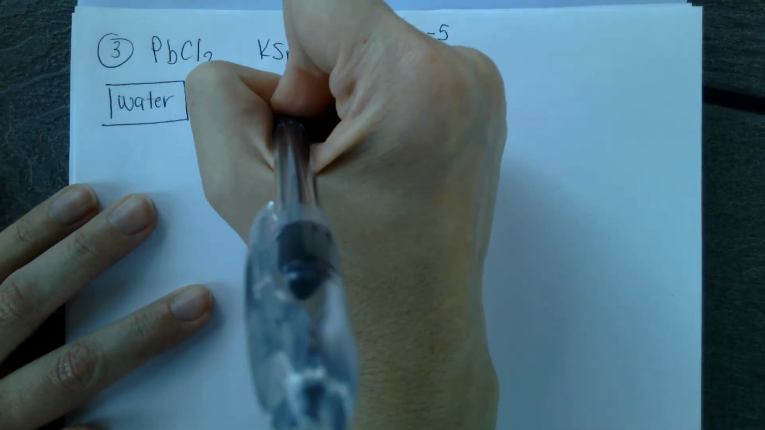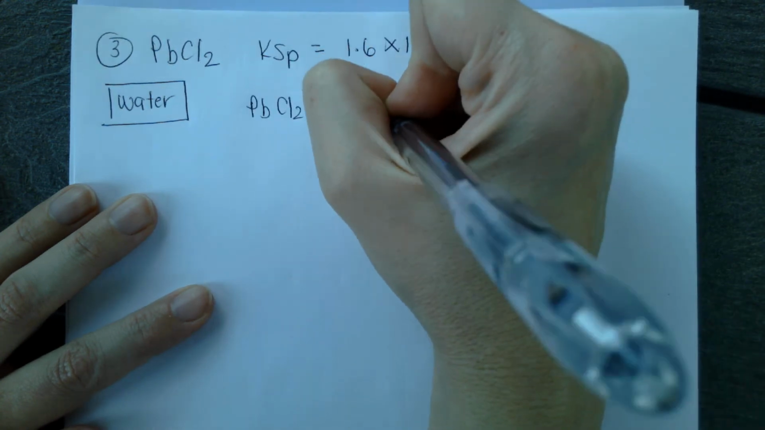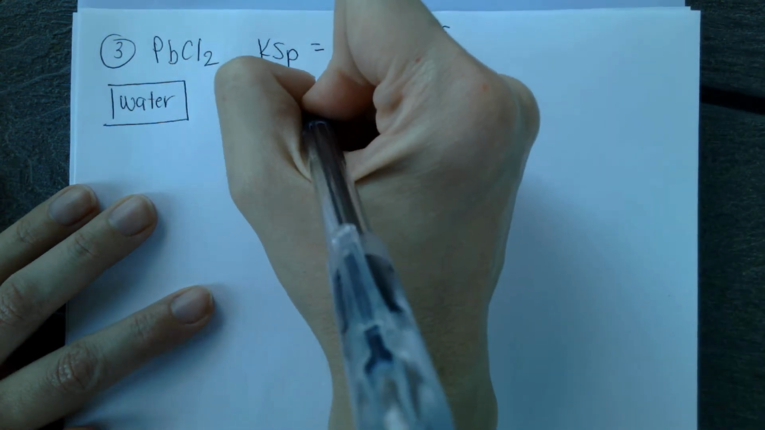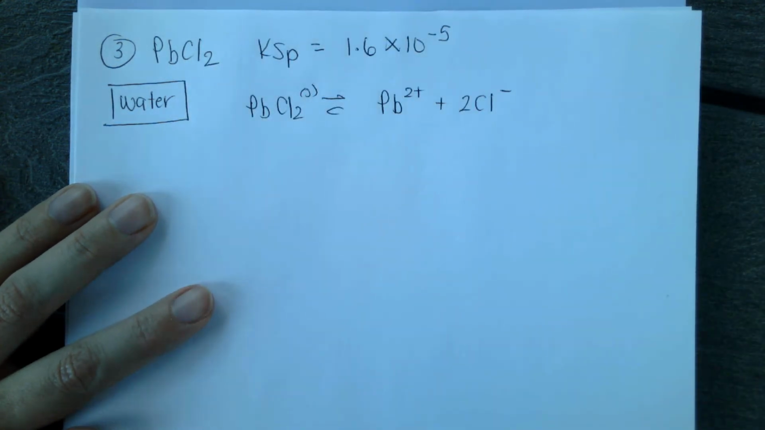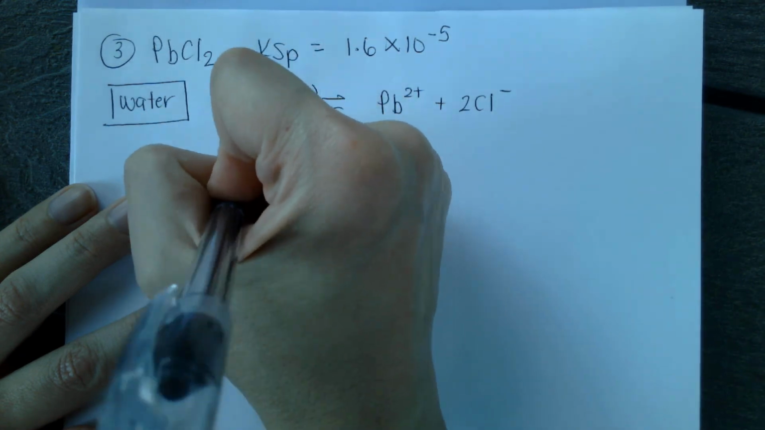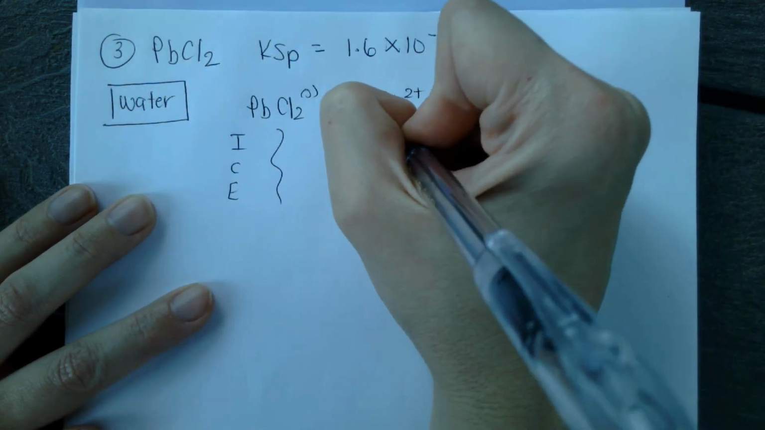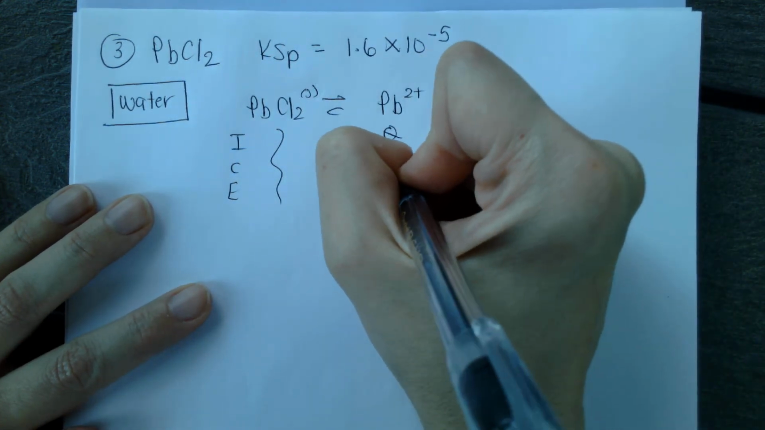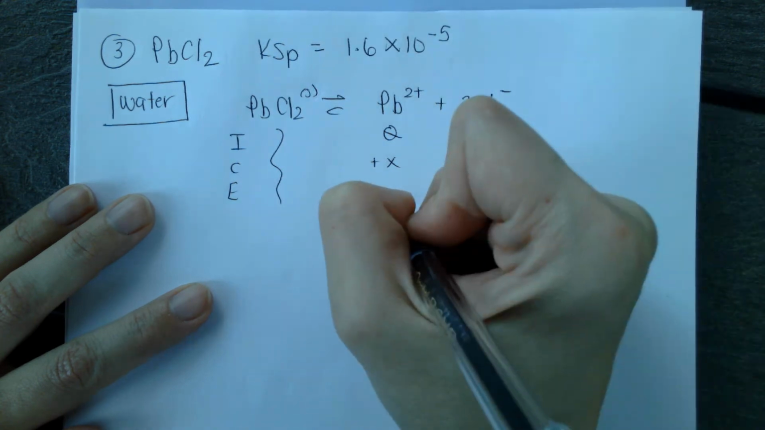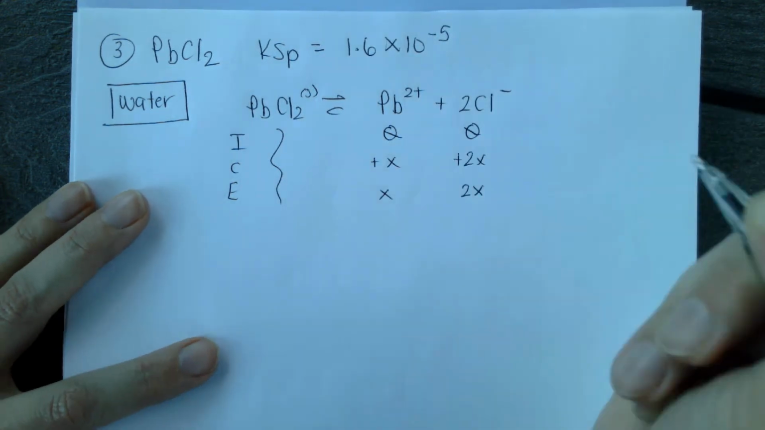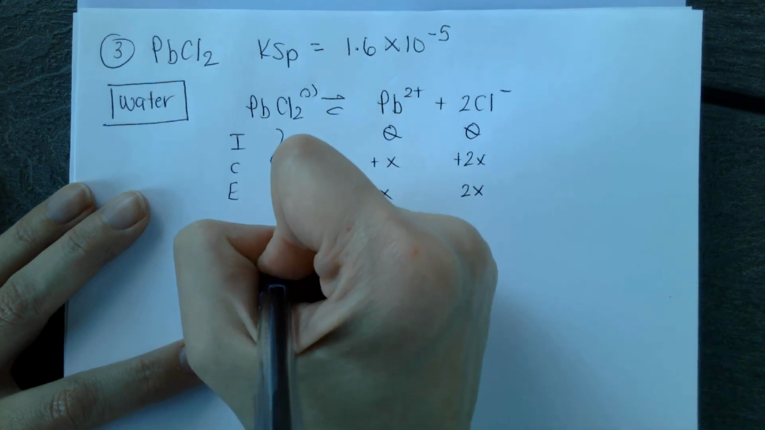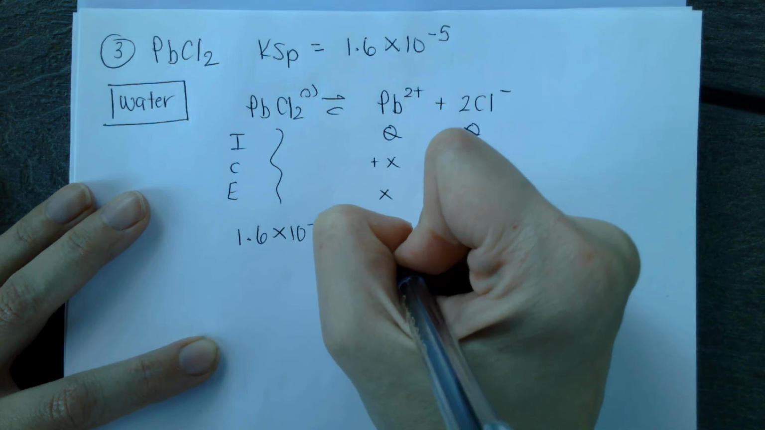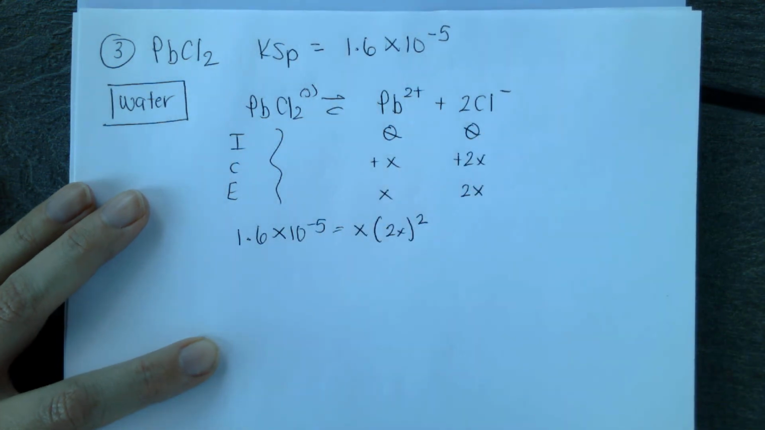Okay, so we have PbCl2 giving us Pb2+ and 2Cl-. Okay, so this is our solid. So we'll go ICE. Initial, since we're just in water, initially there shouldn't be any of that. So we get plus X, plus 2X, X, and 2X. So we get 1.6 times 10 to the minus 5 equals X times 2X squared.